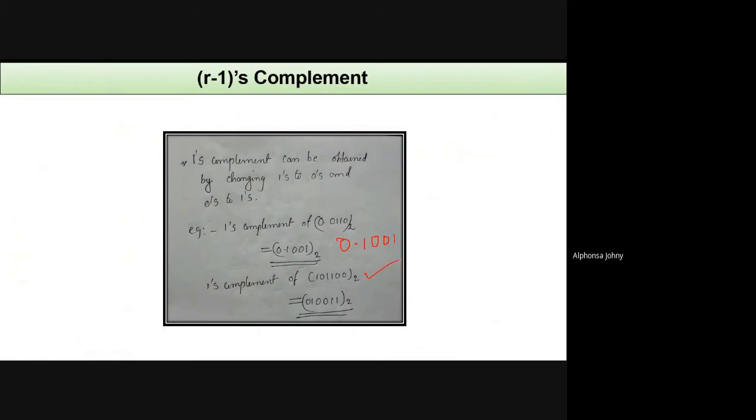Then another question, find the 1's complement of 101100. Same logic. First, the least significant bit is 0 and its complement, 0 is replaced with 1. Next comes 0, that is replaced with 1. Next comes 1, so that is replaced with 0. Next comes 1, that is replaced with 0. Then comes a 0, so we write 1. Then comes 1, so we write 0. So the answer is 010011 to the base 2. You can use this method to find the 1's complement. The trick is that we have to replace 1's with 0's and 0's with 1's.